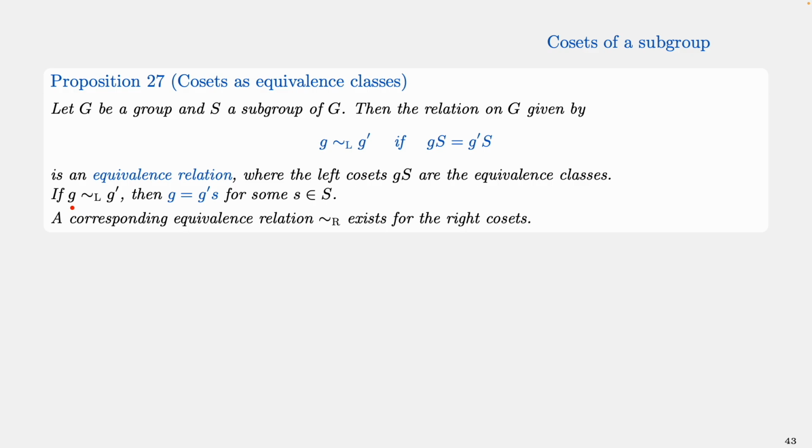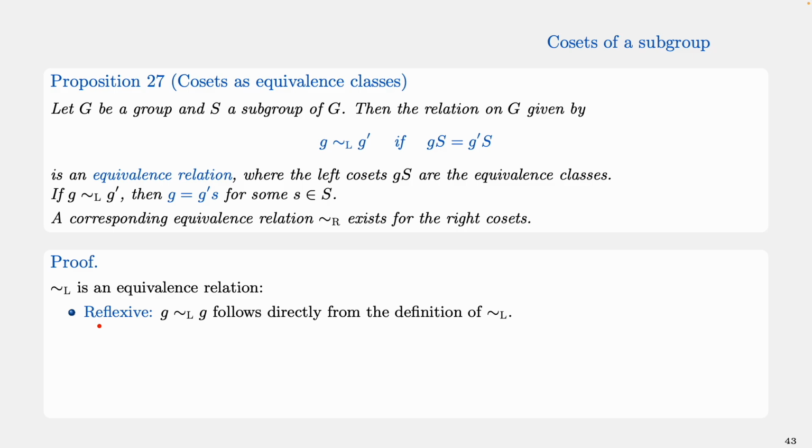Moreover, if two elements G and G prime are equivalent by this relation, then they differ only by a multiple in the subgroup S. So G is equal to G prime times s for some element s from the subgroup S. And of course, a corresponding statement holds for the equivalence relation induced by the right cosets, but I will only focus on the left cosets. We will prove that it is an equivalence relation.